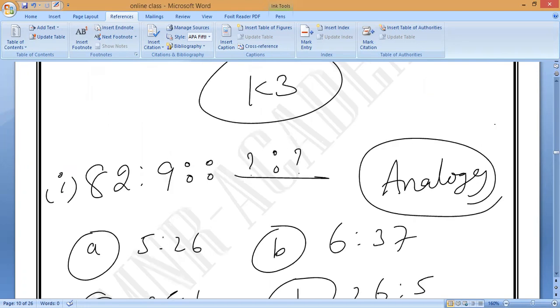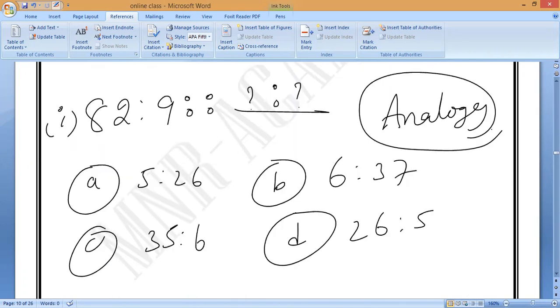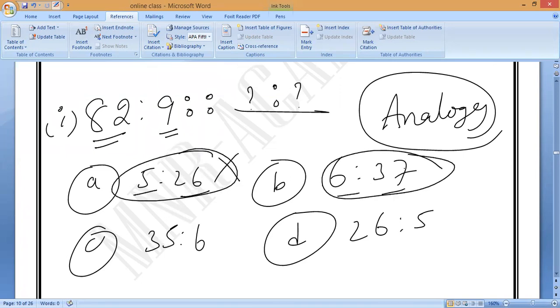Here, elimination method also I can follow. You may answer here. 26:5, yes sir. Bigger number becomes smaller number, so here you see smaller number, bigger number, smaller number, bigger number. So these two I can eliminate. They won't come as the answer. So C and D only, sir, options.